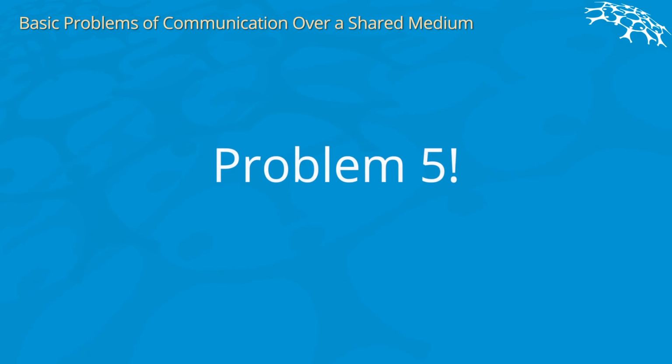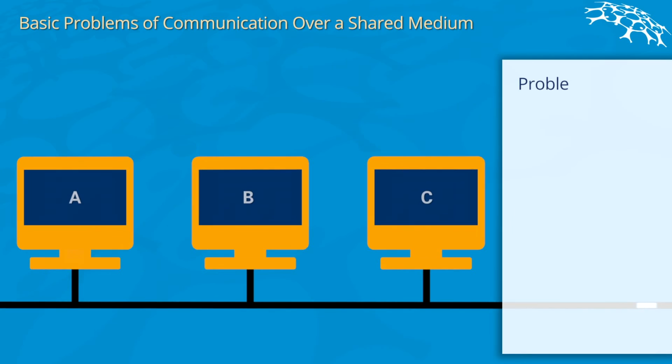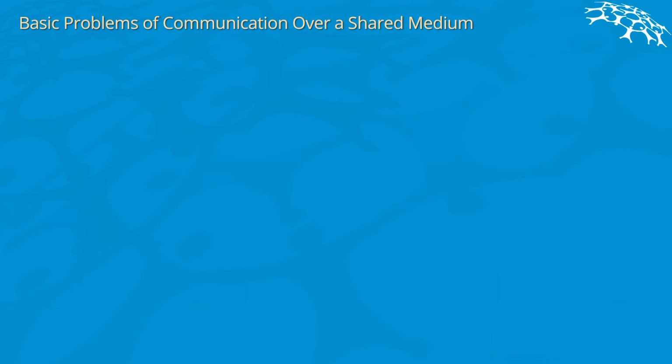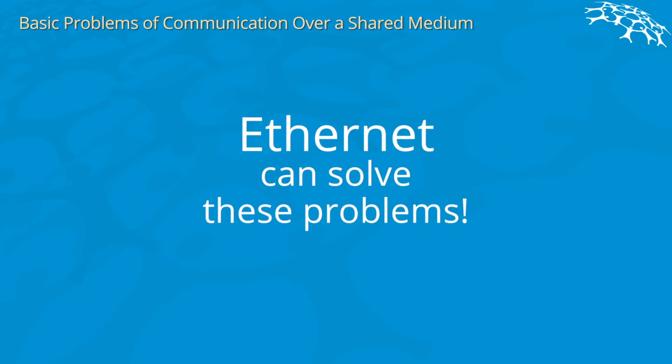And the last problem that can always occur when you transfer data is that the data might get corrupted while being on the cable due to some external events. For example, if a cell phone is close to the cable, the electromagnetic waves might change. The participants should be able to figure this out. And in order to solve all these problems, Ethernet as a protocol was developed.